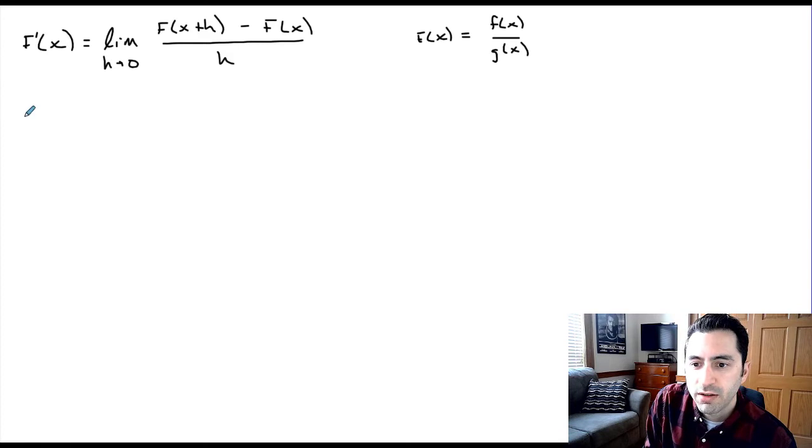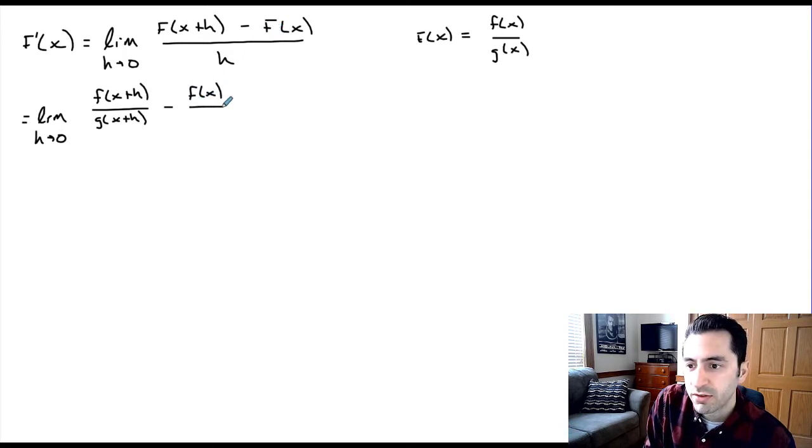So let's start plugging things in. For capital F of x plus h, we're just going to replace the x's with x plus h. So we're going to have f of x plus h divided by g of x plus h. And from that, we're going to subtract our original function, capital F of x, which is just the fraction f of x over g of x. And this is still all over h.